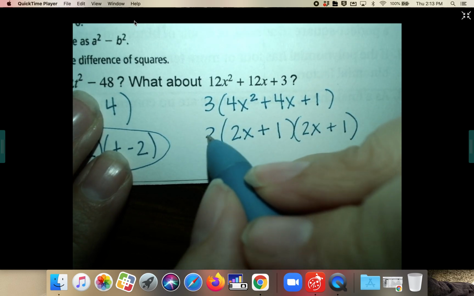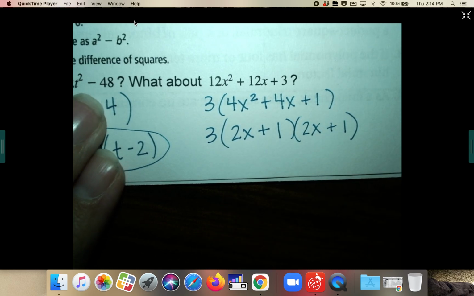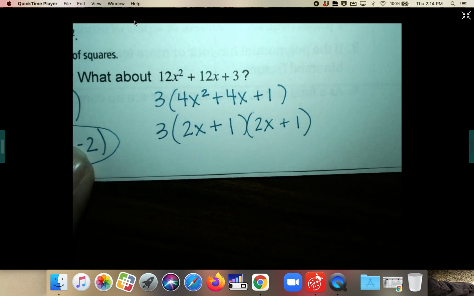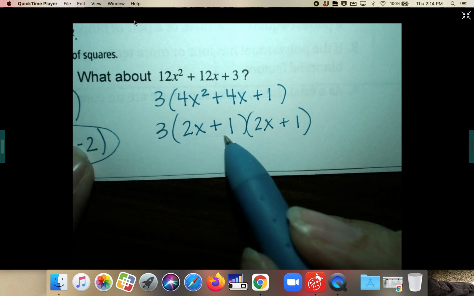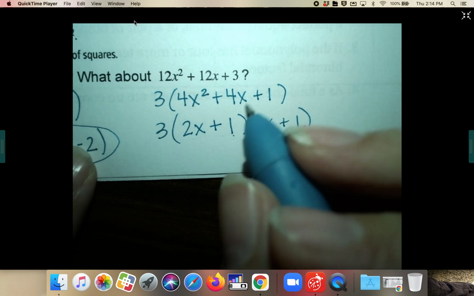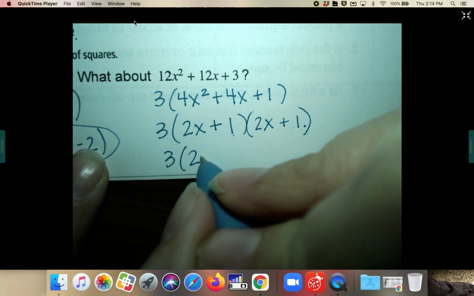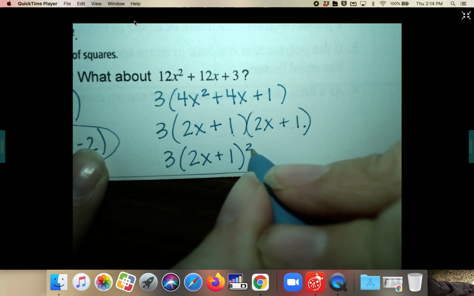And don't forget, we factored out that 3, but it's still part of the answer. But it is a more simplified way to write it. If this is the exact same number twice, let's just write it once, and let's just put a squared at the end.